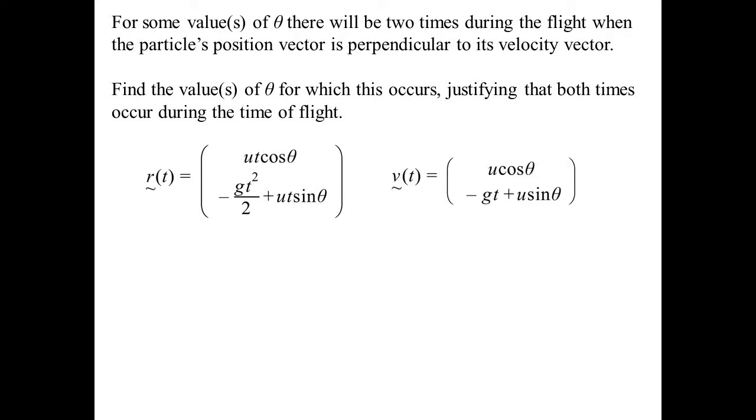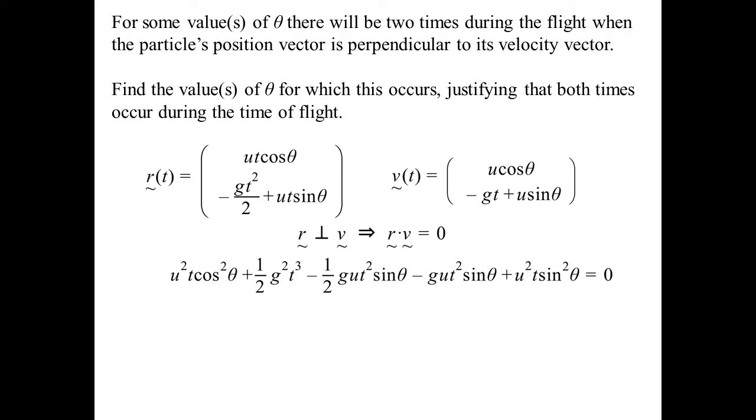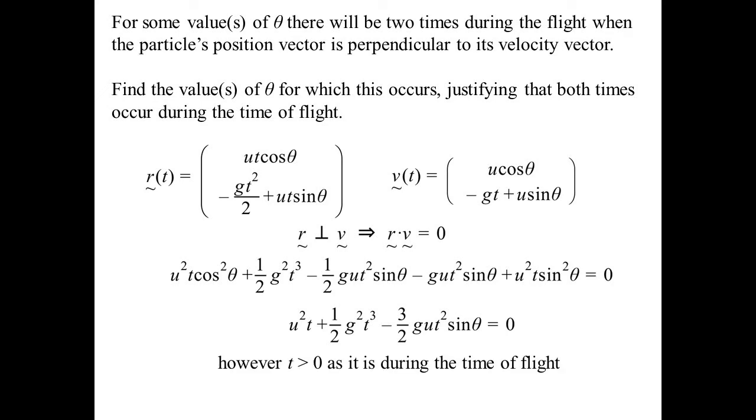We differentiate it, we can get a velocity vector. But we're saying the position vector is perpendicular to its velocity vector. So the dot product must equal 0. We end up with this beautiful expression. All right, so tidying that up, here is our equation. That's got to equal 0. Well, you'll notice there's a common factor of t in there, but t has to be greater than 0 because it's during the time of flight. So I can divide through by t to end up with a quadratic. g squared t squared minus 3 gut sine theta plus 2u squared.